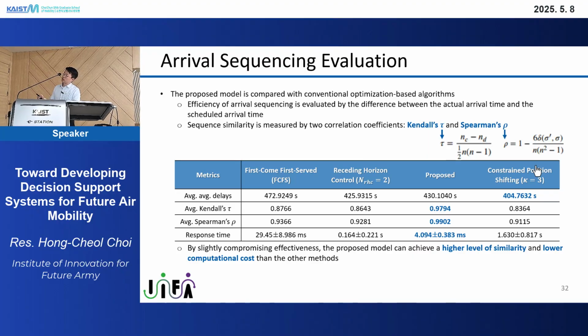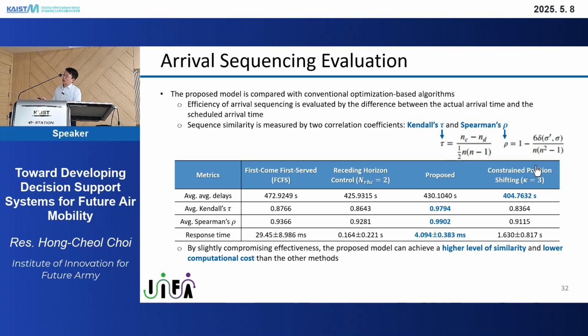So we established 3 different conventional sequencing algorithms. And as expected, in terms of efficiency, the proposed method does not show that good performance, but it is similar to the receding horizon control method. But in terms of this sequencing similarity, that is how much it resembles the actual air traffic controller's decisions, it shows much better results, much more similar to the actual one. And in terms of response time, this is a multi-agent system. It can provide the results all at once, so it shows better computation efficiency.